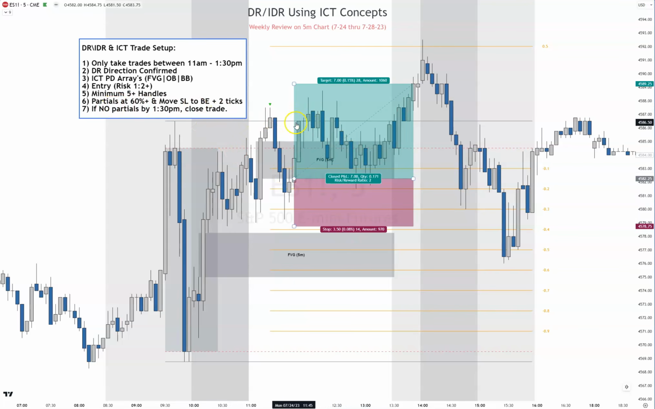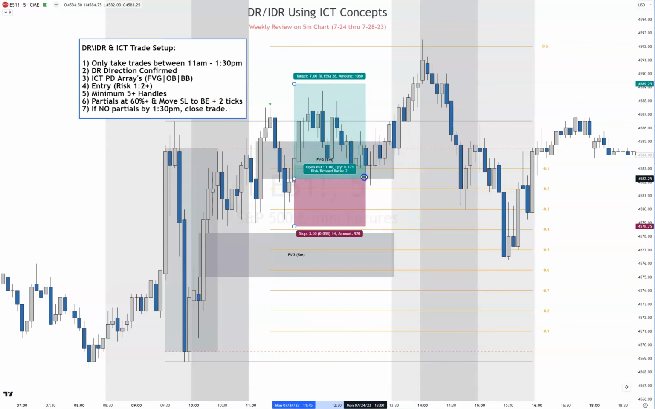I would have taken a partial there at 60%, moved my stop to break even, so it would have been a break even trade right in here. It would have been stopped out in profit, taking a partial on this one. Just based on my rules, at 60% I move stop loss to break even at plus 2 ticks.